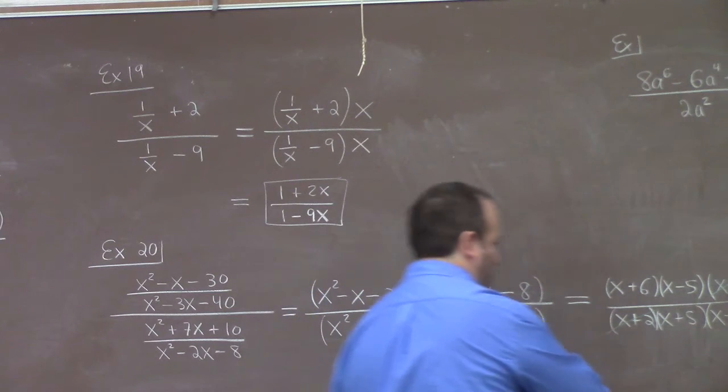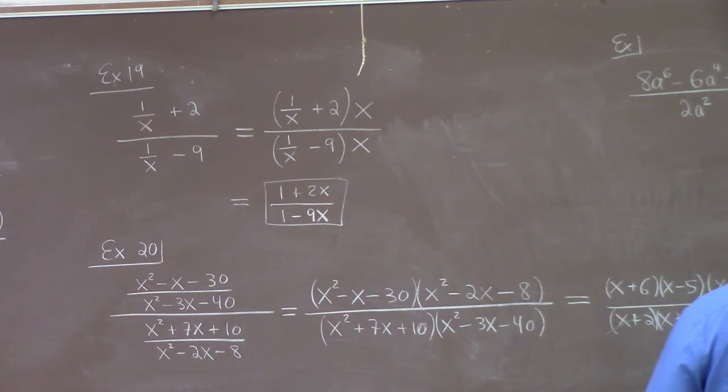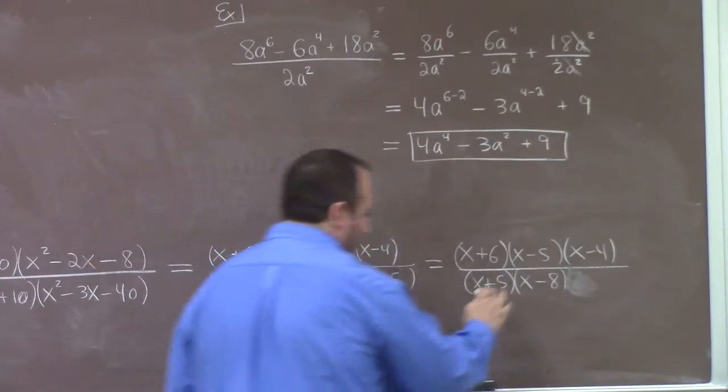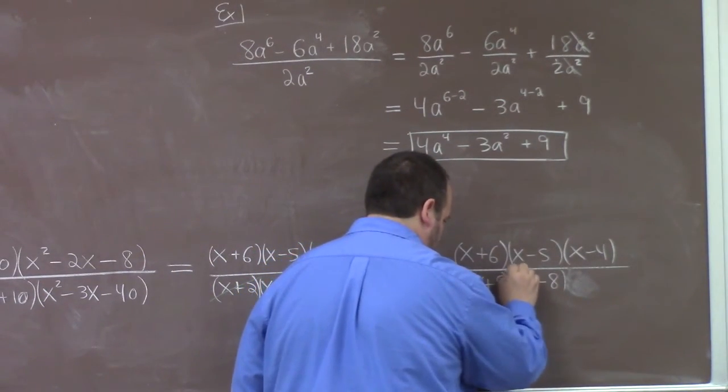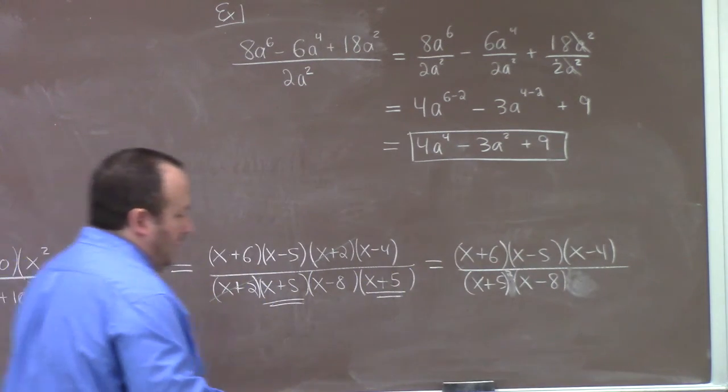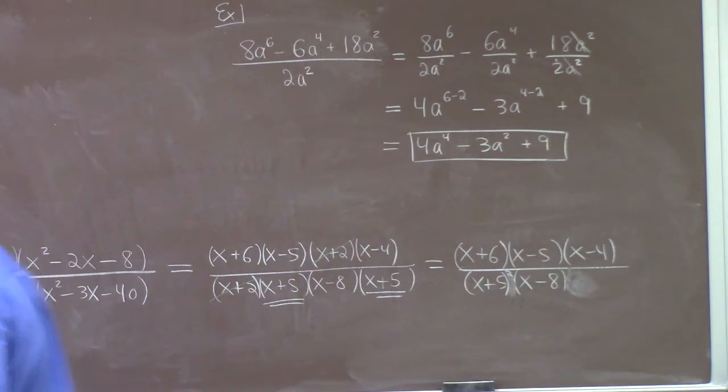All right. So we've got x plus 6, times x minus 5, times x minus 4, divided by x plus 5, x minus 8, x plus 5. I could rewrite this. I've got two x plus 5s, right? Yes. So I might as well just say x plus 5 squared. Yep, thank you, Kennedy. All right. Good day.